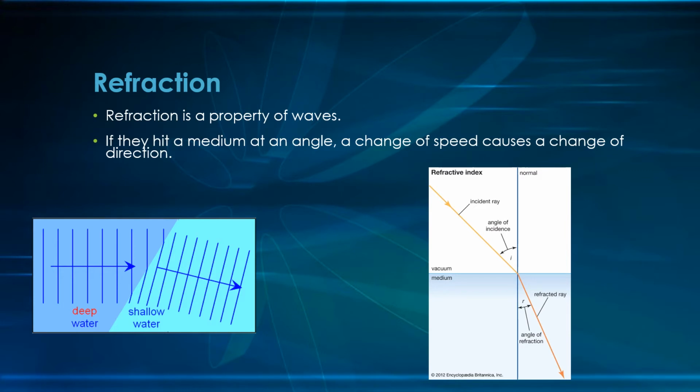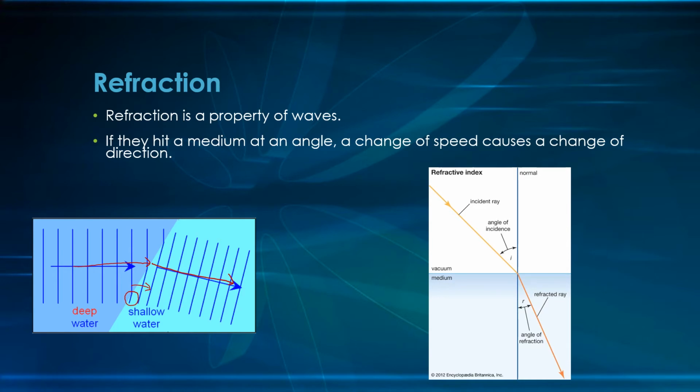This is an image of refraction in water, so we can see waves coming from deep water and moving into shallow water. Now what happens is that the side of the wave that arrives in the shallow water first slows down, and this causes a change in the direction of the wave.